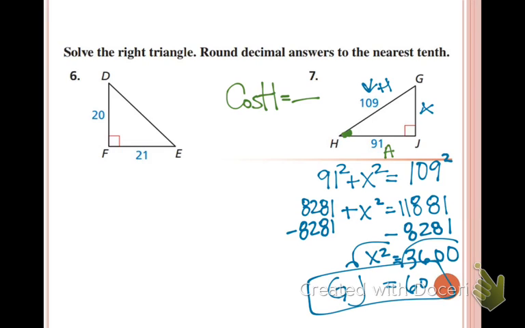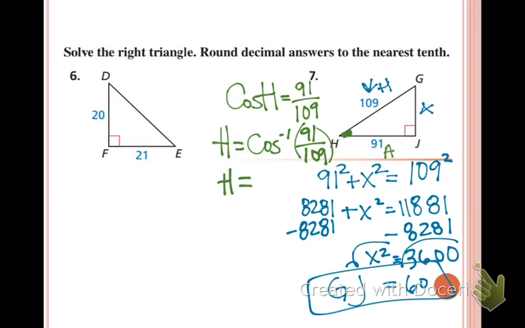So cosine, from what angle are we? All right, and then my adjacent is 91. My hypotenuse is 109. How do I get rid of cosine? The inverse. So shift cosine will pop up, cosine to the negative 1 of 91 over 109. What do we get? 33.4. Good.